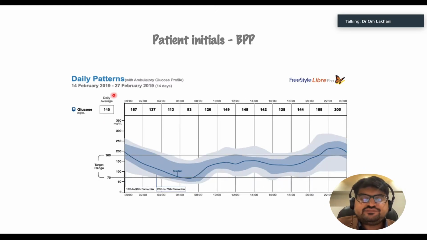But take a second patient, right? This is patient initials of BPP, and look at his average glucose. His average glucose is again 145, very similar to this patient.